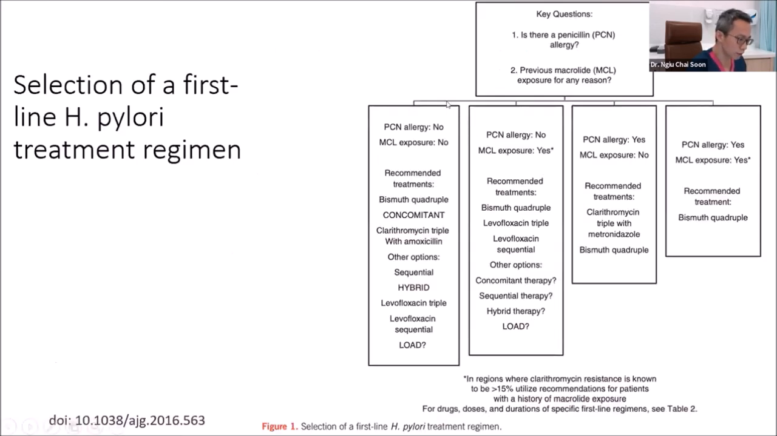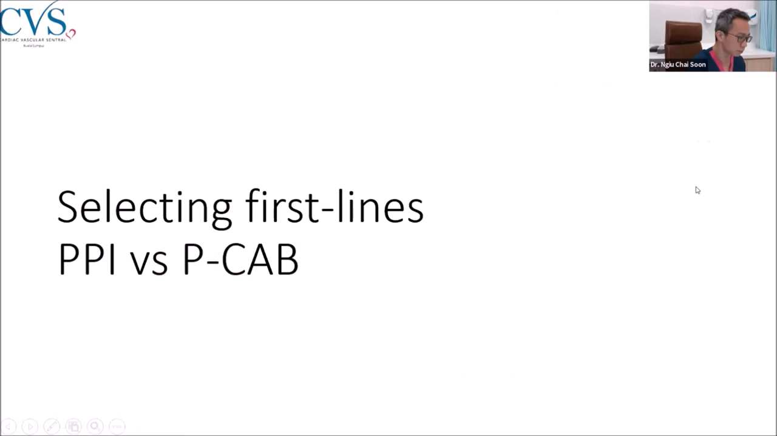Talking about the usage of first line, we always need to ask whether there is any allergy towards penicillin, because amoxicillin is the backbone of treatment for Helicobacter pylori. Besides that, some other questions we need to ask a patient is whether there is any previous macrolide exposure or any previous usage of antibiotics. This is very important. Based on these two questions, we then decide on which regimens we should be using.